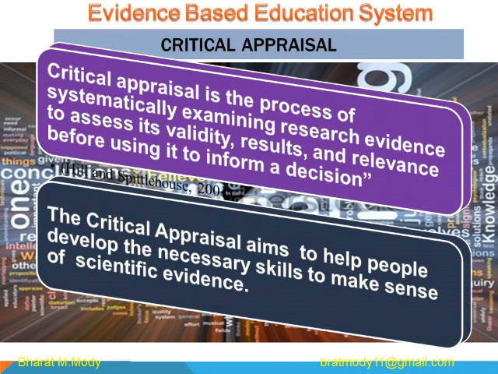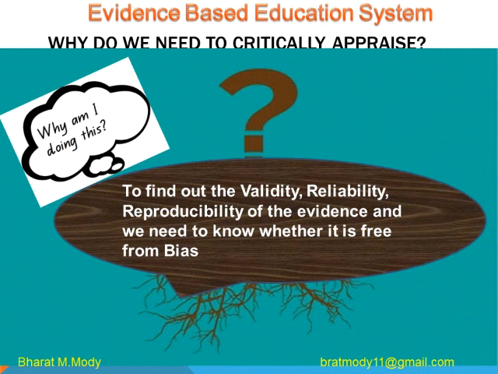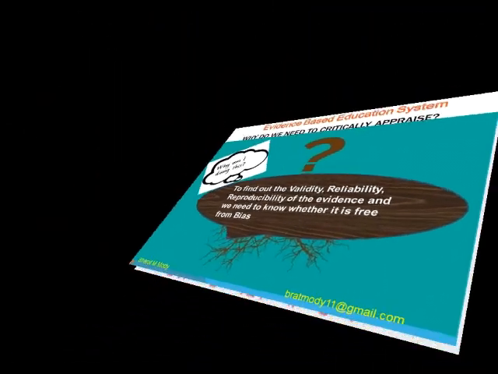the fourth step of the evidence-based system, and that is critical appraisal. So the main things you want to check are validity, reliability and reproducibility. Validity means whatever research is there, it should be correct and valid. There has to be reliability, so that we can rely on the results of that particular finding.